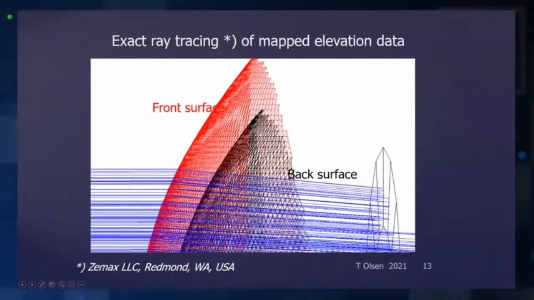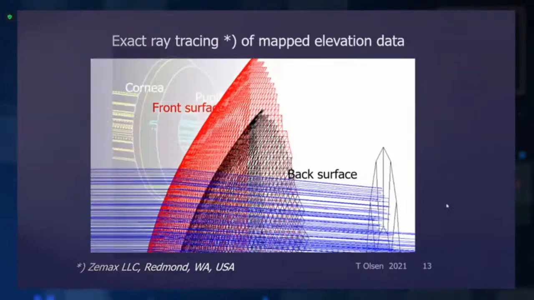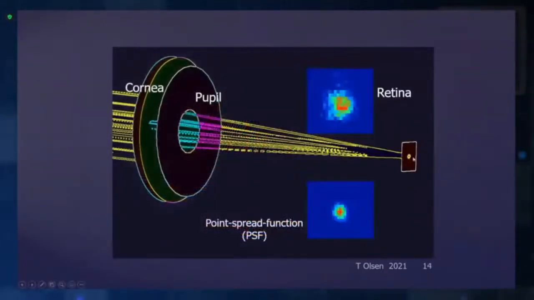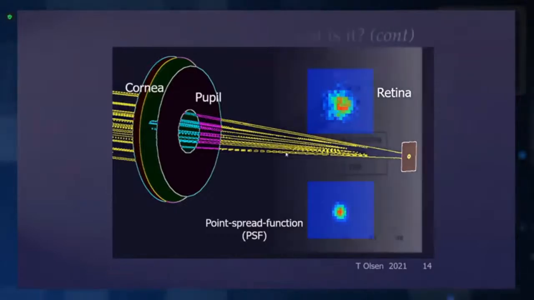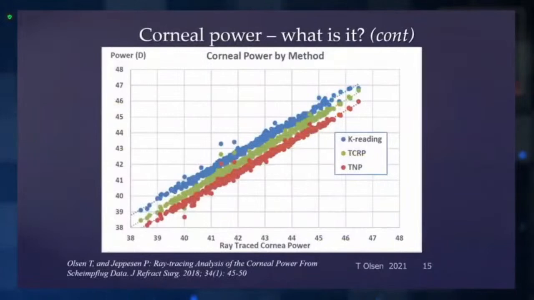I have done that in this case. This is a real case where you have the front surface here, you have the back surface, and we have done some triangulation to get the data into the system. And then we use a lot of rays to go through the system, and we look for the focal point. The focal point is actually a measure of the effective corneal power. So if we look at the best focal point, this is the effective focal point of that cornea. And then we can back calculate the effective corneal power in this case based on real measured data.